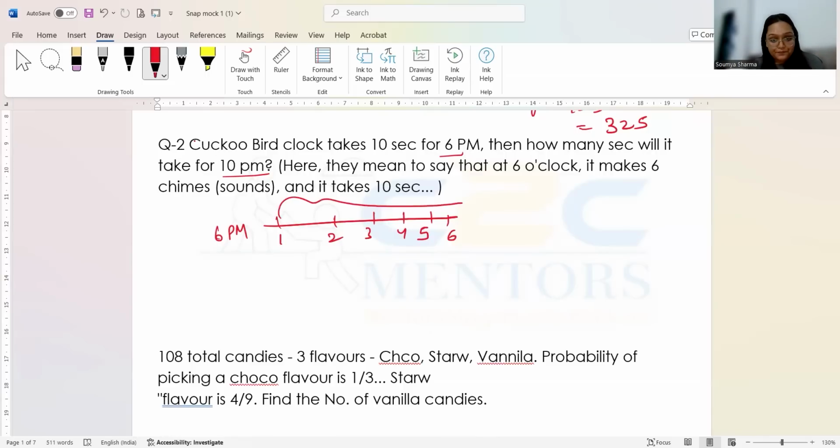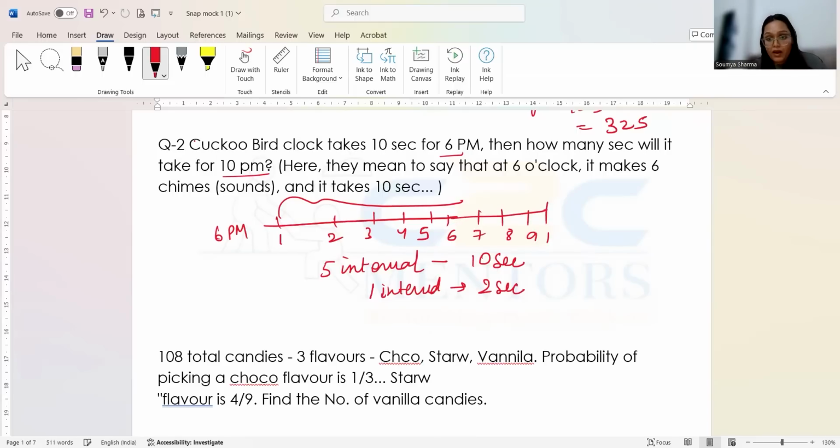So here there are 5 intervals. For 5 intervals, it takes 10 seconds. So for one interval, how much time will it take? For one interval, it will be 2 seconds. Now for 10 p.m., it will be 10 chimes, right? How many intervals will there be? 9 intervals. So 9 intervals will take 18 seconds. Clear? So the answer will be 18. I hope this question is clear.